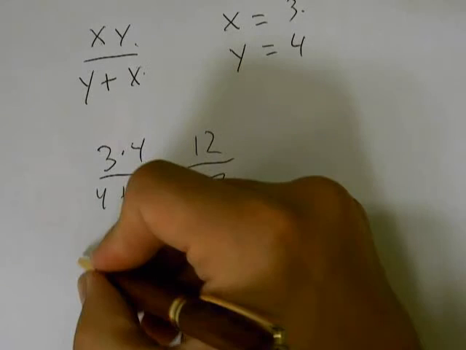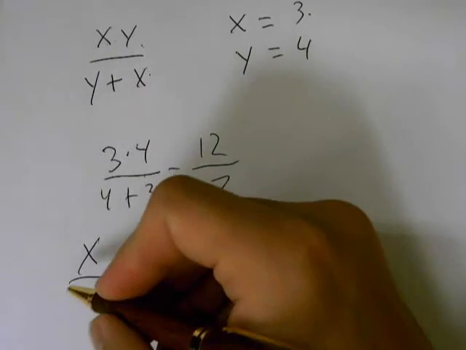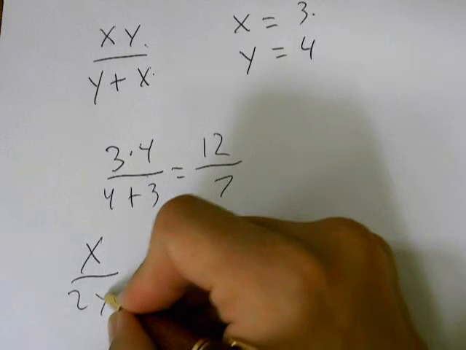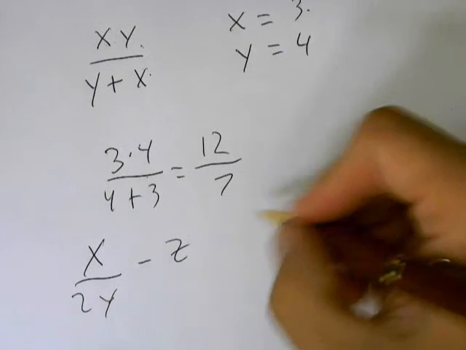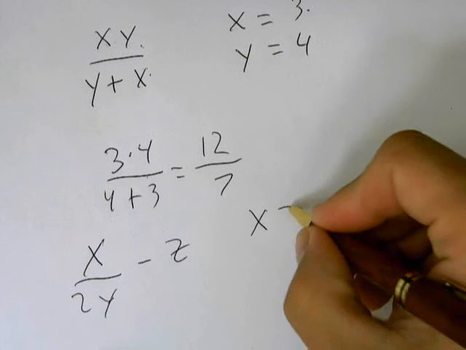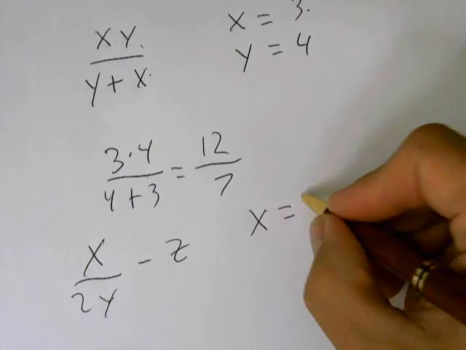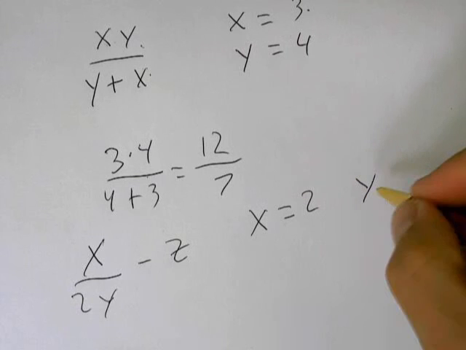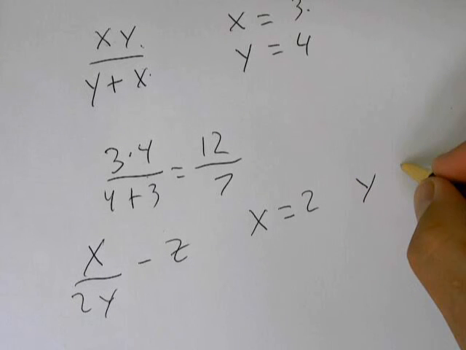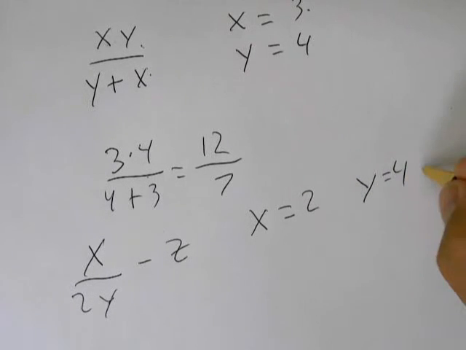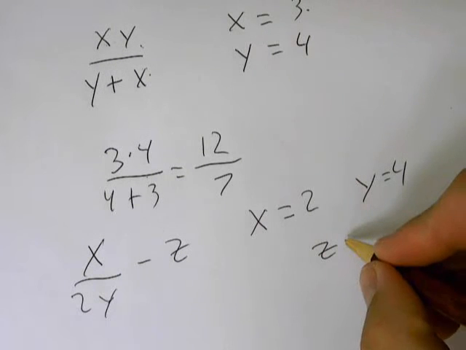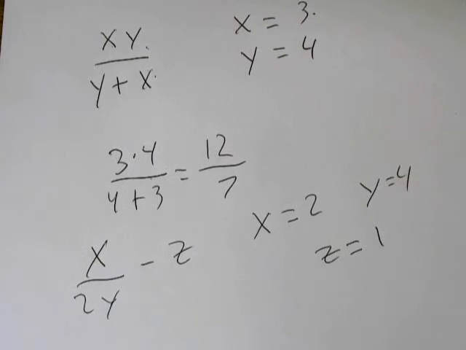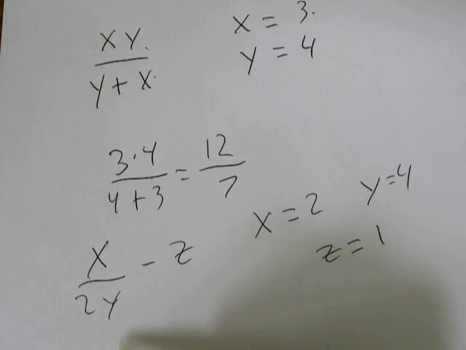Let's look at another one. x over 2y minus z. x equals 2. y equals 4. And am I still on your screen? Yeah, I am. z equals 1.